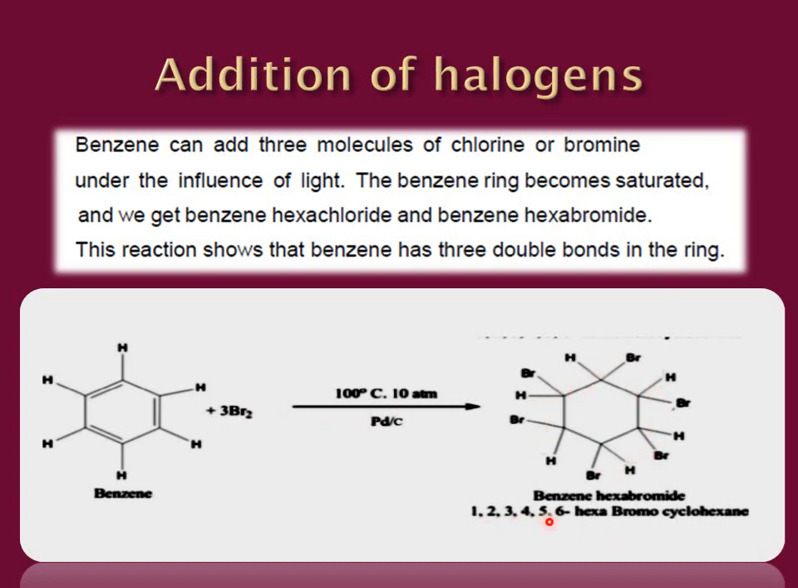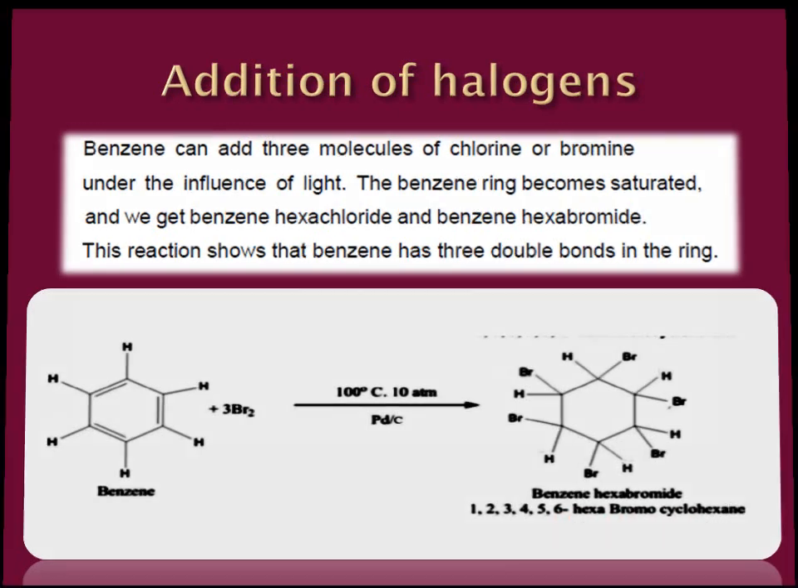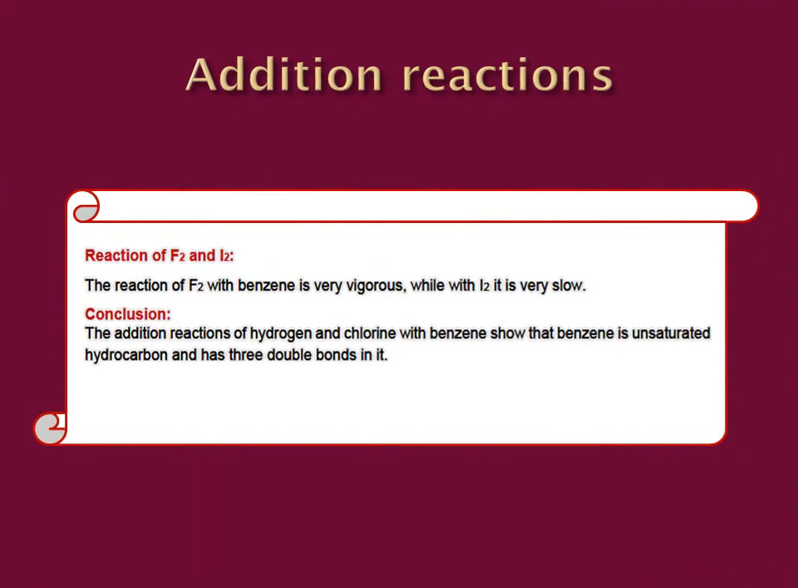Students, as we have discussed in alkenes and alkynes, chlorine and bromine can easily react under laboratory conditions, but the reactions of fluorine are very vigorous. Similarly, fluorine's reaction with benzene is very vigorous too, while that of iodine is very slow. So we can conclude that the addition reactions of hydrogen and chlorine with benzene show that benzene is unsaturated because these molecules are added across the double bonds. It is an unsaturated hydrocarbon and has 3 double bonds in it.